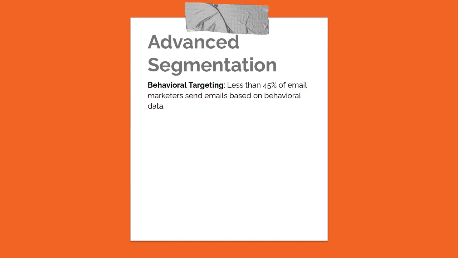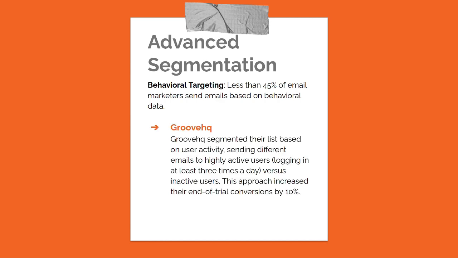Now we get to speak about advanced segmentation, like behavioral targeting. Less than 45% of email marketers send emails based on behavioral data. And we could take an example from Groove HQ, who segmented their list based on user activity, sending different emails to highly active users who logged in at least 3 times a day versus inactive users. This approach increased their end of trial conversions by 10%.